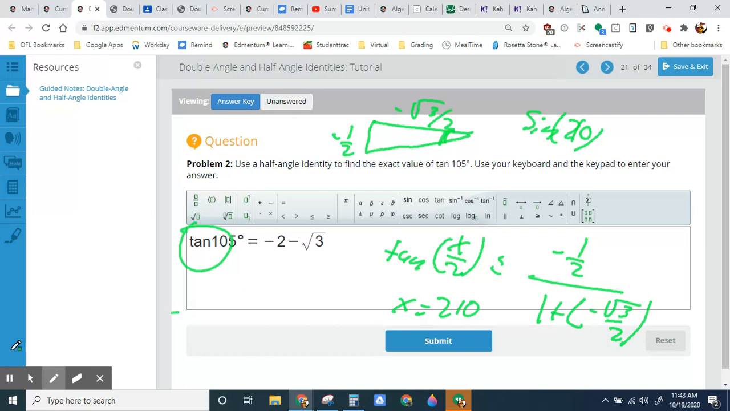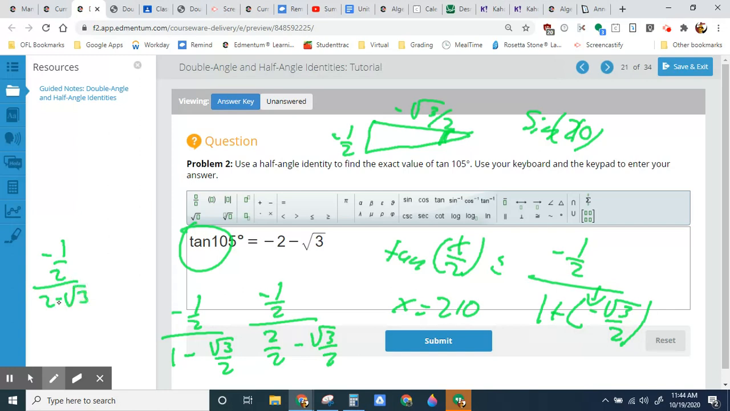So then what happens here is we get this negative 1/2 over 1 minus square root of 3 over 2. I forgot to account for the fact that my x is negative. So from here we get negative 1/2 over 2 over 2 minus square root of 3 over 2. What I basically did was I changed the 1 to 2 over 2. I know I've said it 100 times. But this allows me to do this, 1/2 over 2 minus square root of 3 over 2. And I'm going to rewrite this.